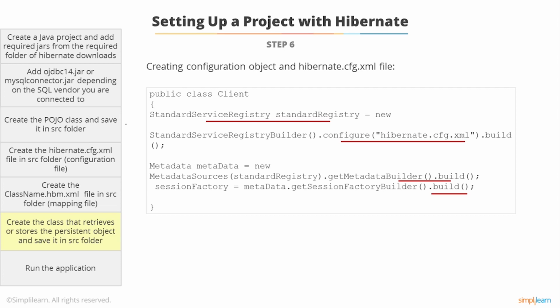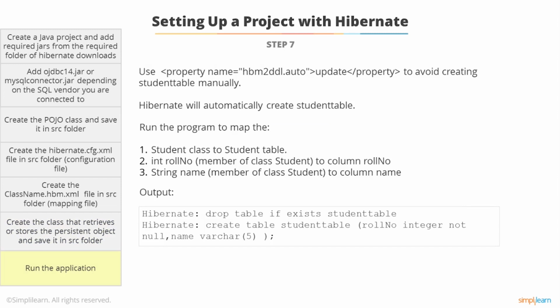You can use property values such as create, update, create-drop to avoid creating the student table manually. So every time you have a change, and if you set it to update, automatically you will see that the record has been updated in the database without you having to manually write the SQL statement. And this is the SQL that will be generated in case you put the value as create here instead of update, which means the existing student table, if it is already there in the database, will be dropped and a new student table will be created every time you execute the application.